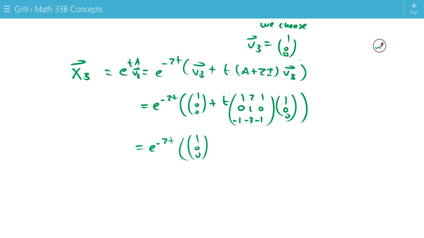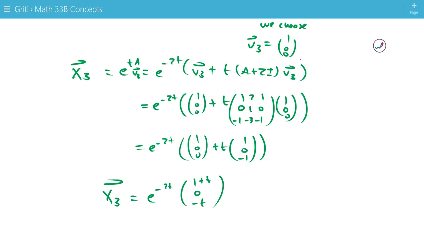And multiply this vector through, we get 1, 0, negative 1, and this gives us a solution of e to the negative 2t times 1 plus t, 0, negative t. So this is our third solution in our set of fundamental solutions.